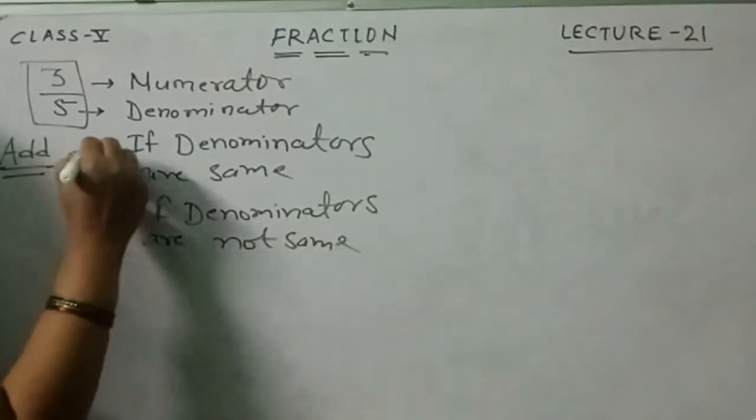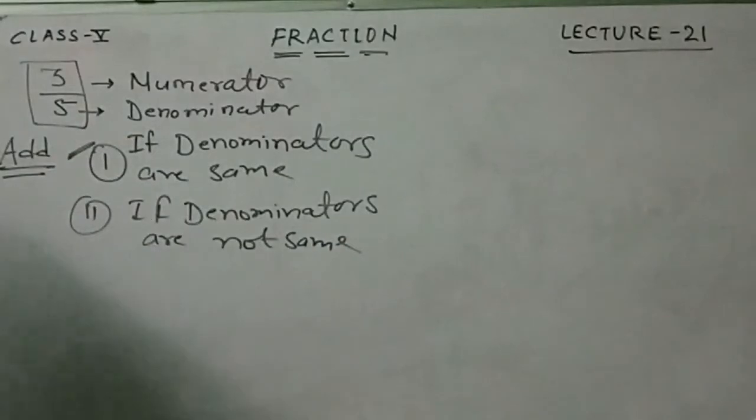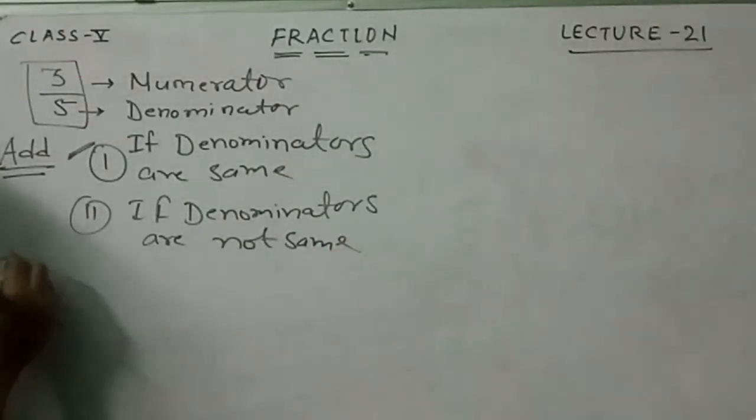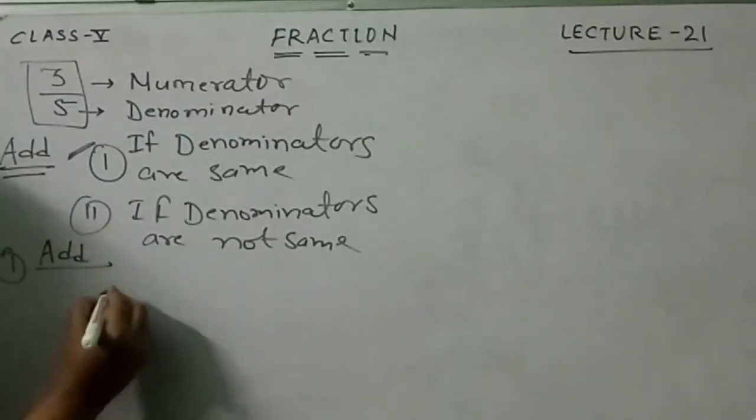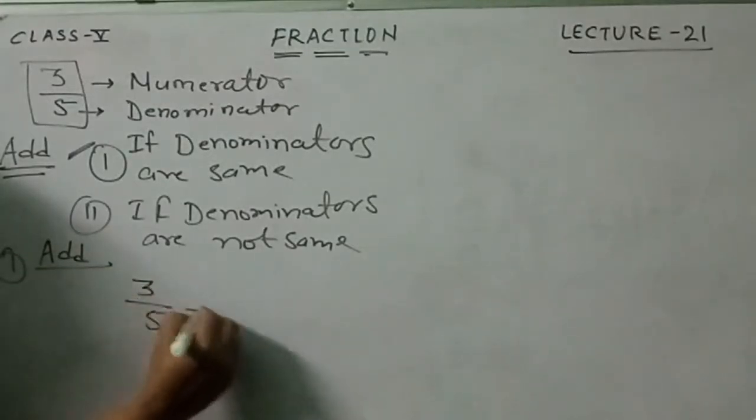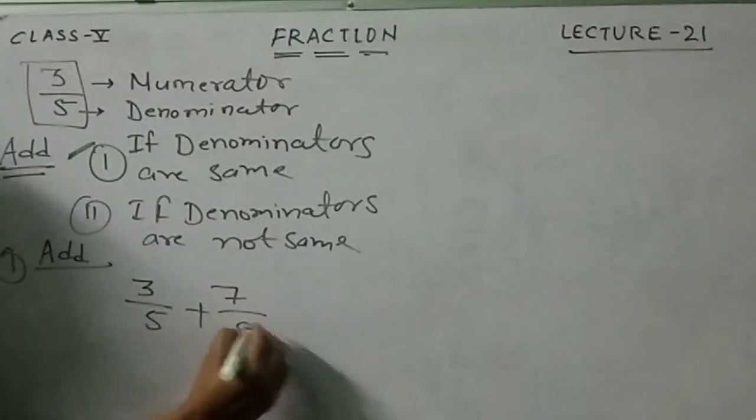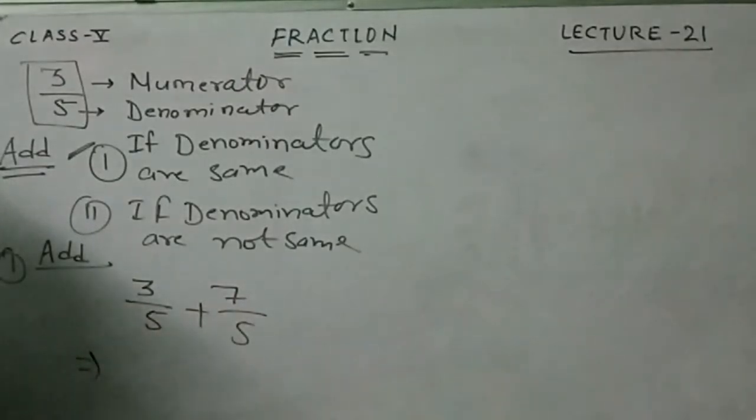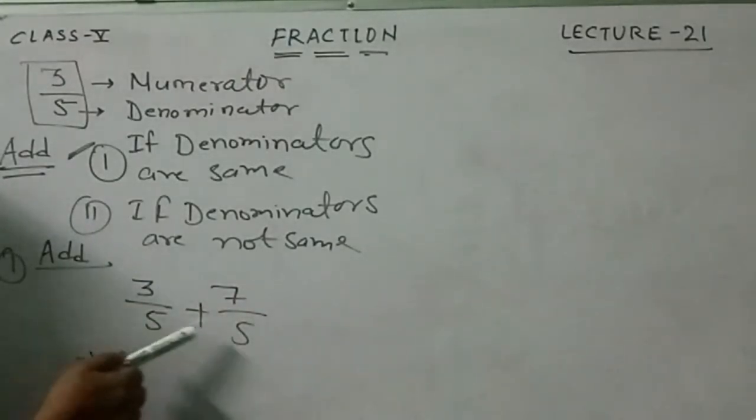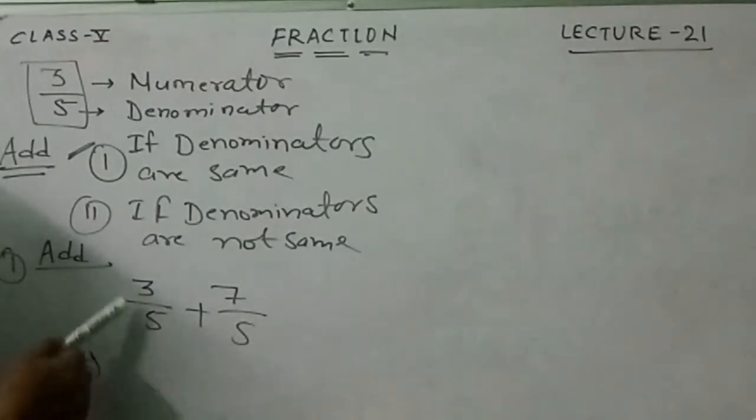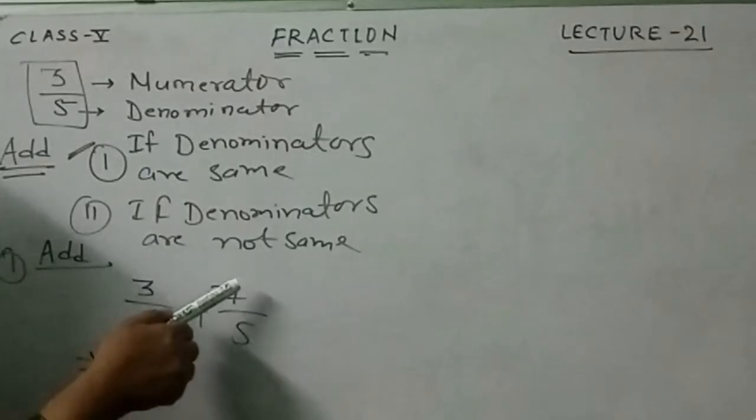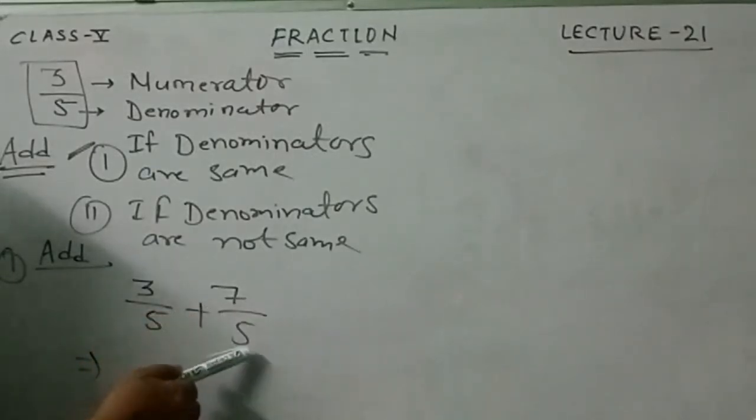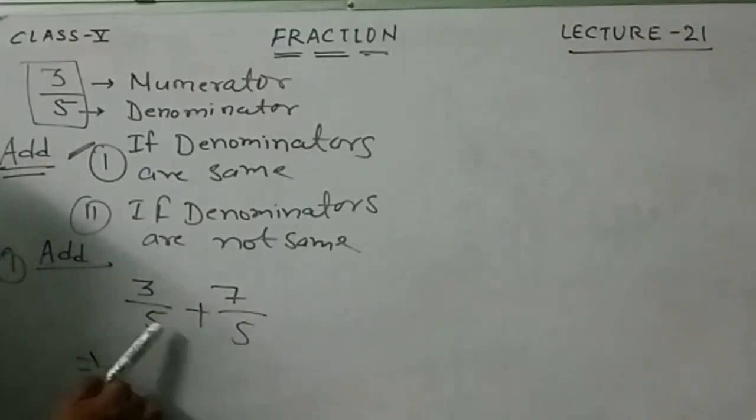First I am taking the example of case 1, where denominators are the same. First question, add 3 by 5 plus 7 by 5. What is in the bottom? Here 5 and here also 5. In fraction 3 by 5 the denominator is 5, and in fraction 7 by 5 the denominator is also 5. Both the denominators are the same.